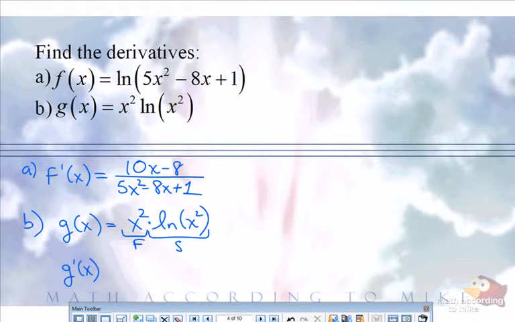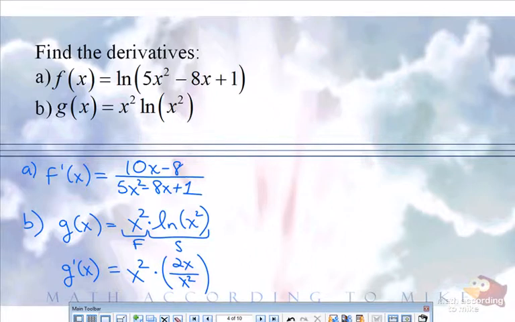Alright, so it's the first, x squared, times the derivative of the second. What is the derivative of natural log of x squared? Don't clean it up just yet. Just leave it alone. 2x over x squared. Very good. So the derivative of the argument over the argument. Is that okay with everyone?